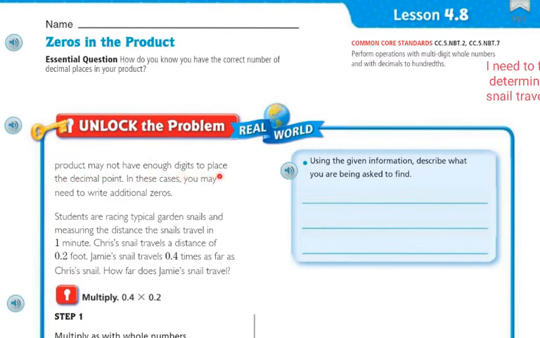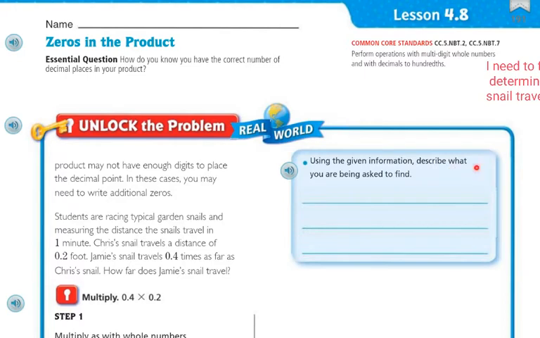The product may not have enough digits to place the decimal point. In these cases, you may need to write additional zeros. Students are racing typical garden snails and measuring the distance the snails travel in 1 minute. Chris's snail travels a distance of 2/10 foot. Jamie's snail travels 4/10 times as far as Chris's snail. How far does Jamie's snail travel?